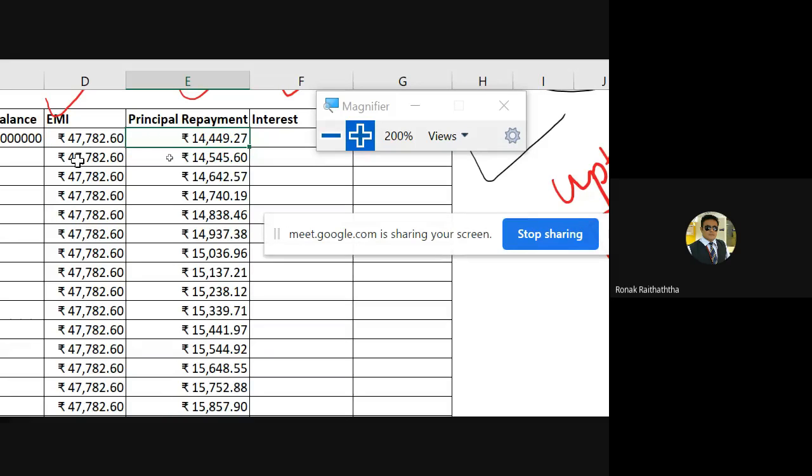And you must have observed that the principal amount in the EMI in the initial periods was very, very less. It was just the amount of loan was deducted just by 14,000 rupees from the EMI of 47,000.